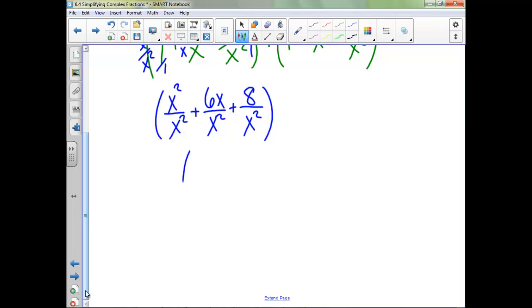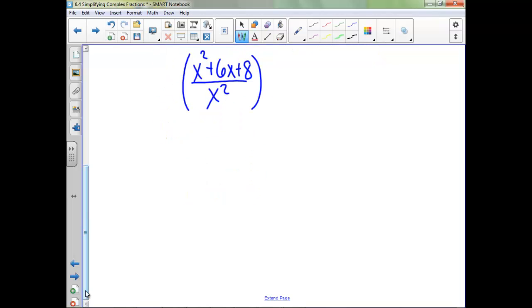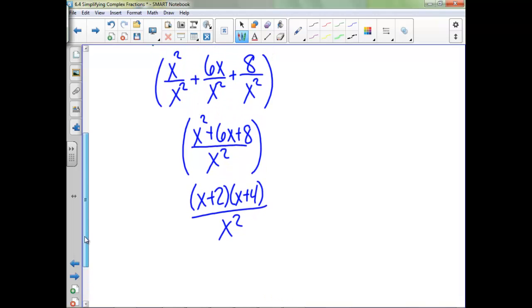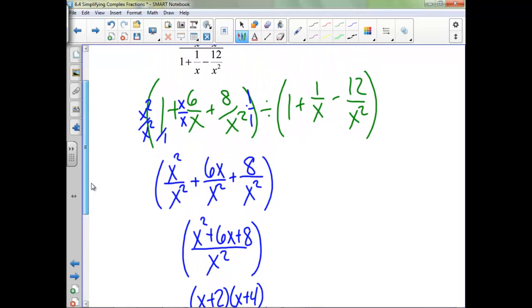And now, to get it as one fraction, we're left with x squared plus 6x plus 8. And that actually will factor down as well. So we're left with x plus 2 times x plus 4 all over x squared. And that's as far as our left side will go. So let's come back and look at our right side.